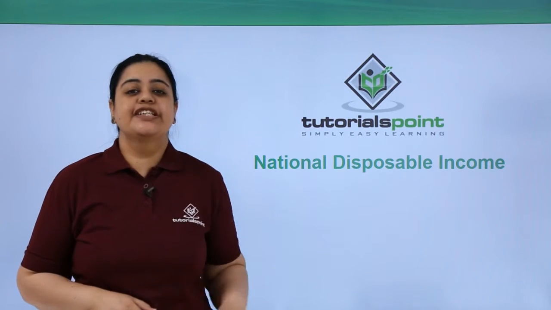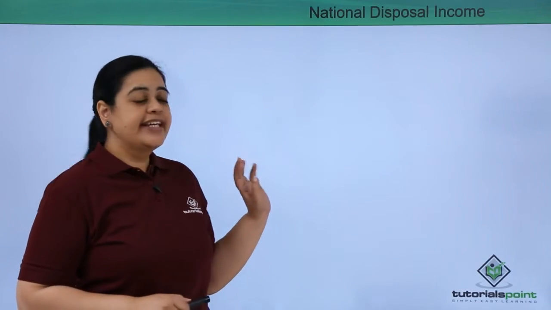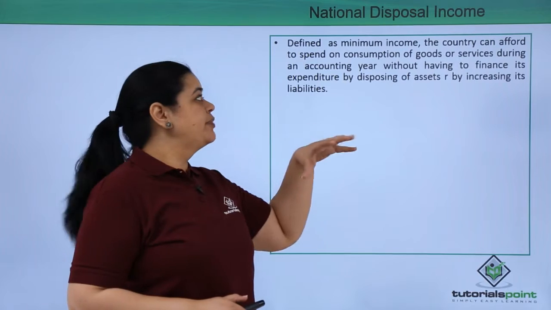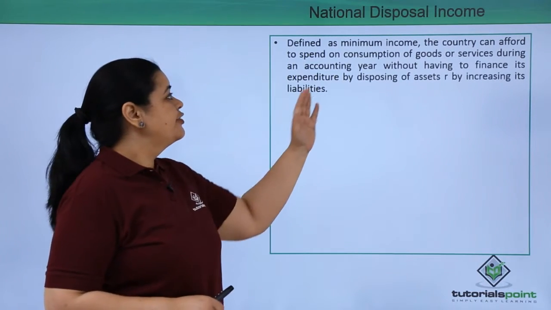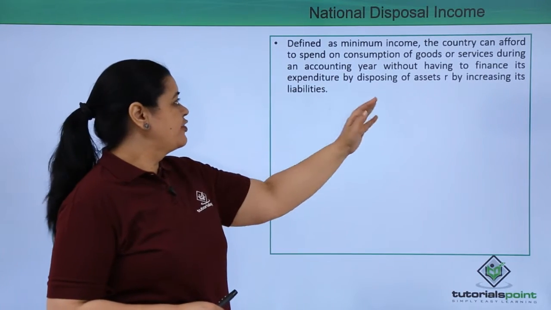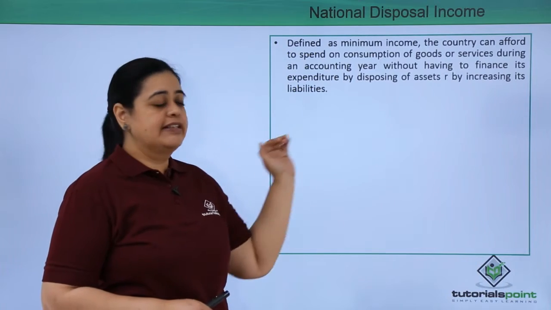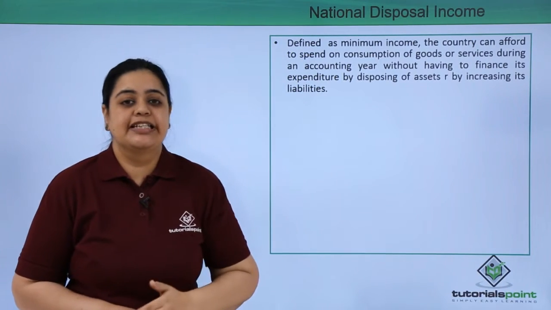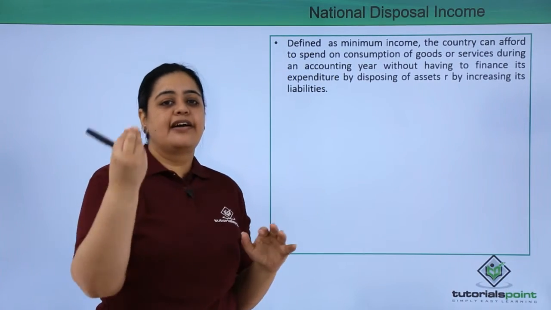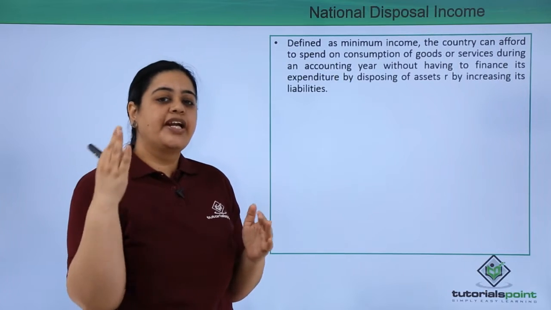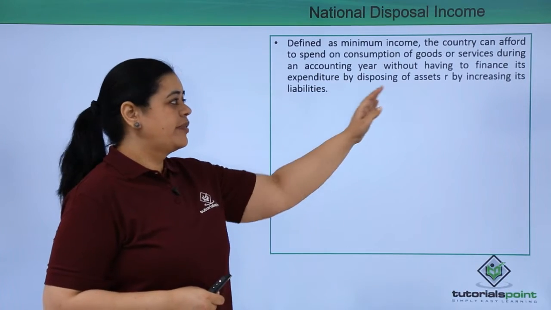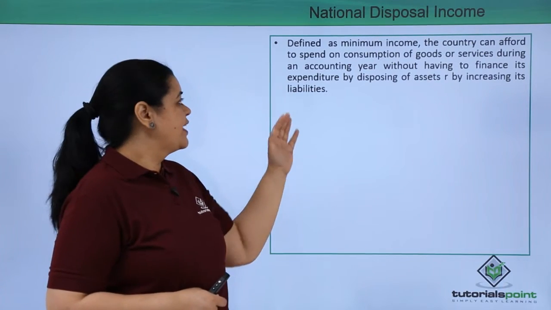Let us quickly understand what is national disposable income. If I have to define national disposable income, it is nothing but the minimum income the country can afford to spend on consumption of goods or services during an accounting year without having to finance its expenditure by disposing of the assets or by increasing its liabilities. What does it mean? It is the minimum income which, as a household or as an economy, one can afford without financing the expenditure by sale of any assets or by increasing the liabilities.